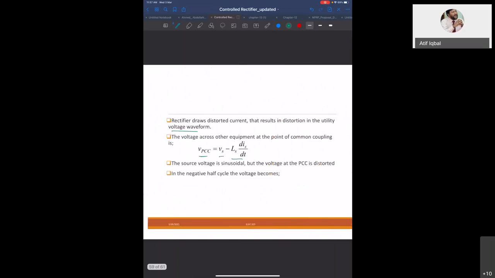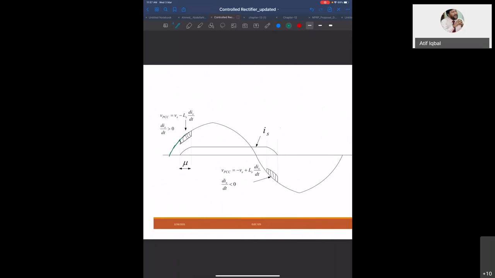Okay, so this is your normal voltage, sine wave. And suppose from here to here, your rectifier is turned on and the diode current or the thyristor current is increasing. When the thyristor current is increasing, there will be a voltage drop here, and this voltage drop will be subtracted from the sine wave. So your voltage will see this kind of notch. This was your original voltage, but now there will be a small notch because of this small voltage drop that takes place due to the current rise of the rectifier.